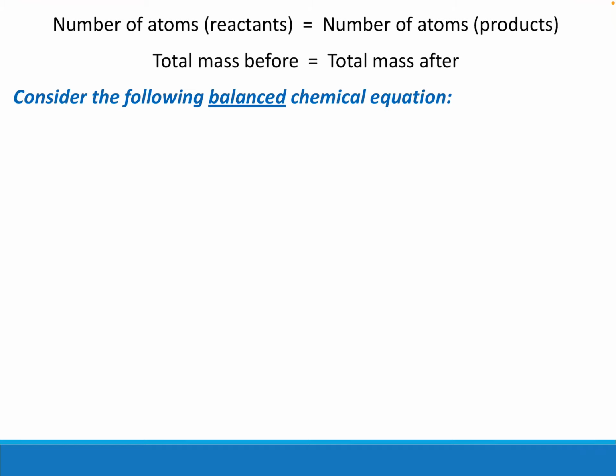So, let's look at the following balanced chemical reaction, you've done balancing before. We have 2 sulfur dioxides plus 1 oxygen, which becomes 2 sulfur trioxides. Now what we're going to prove is, 1, that it's balanced, and 2, that the law of conservation of mass works. So, I'm going to go to my periodic table, and I'm going to find the relative atomic mass of sulfur dioxide. That's the mass number.